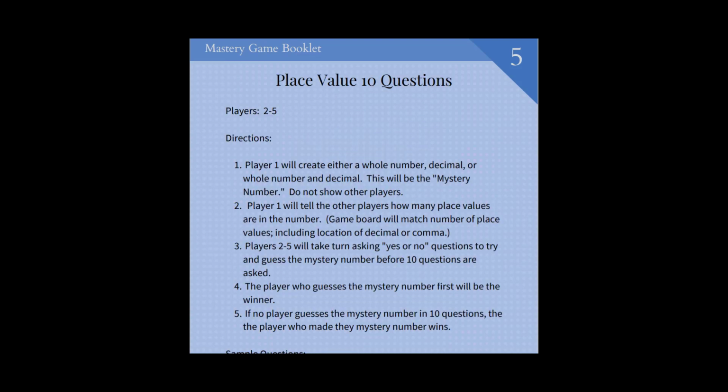All right, so the format of the book is going to have a direction page, which lists the game, place value 10 questions at the top, how many players can play, this one is for 2 to 5 players, and then a step-by-step direction list of how to play. So I'm not going to waste my time or waste your time reading the directions to you. You can read those, but we will look at a review of how to play. So let's take a look at the next page, which is the game board.